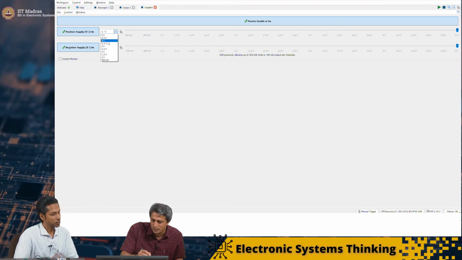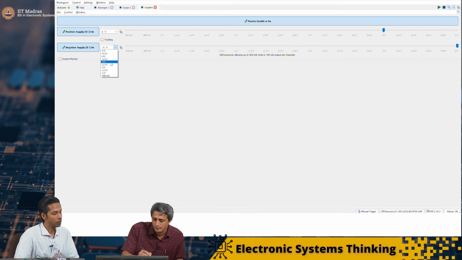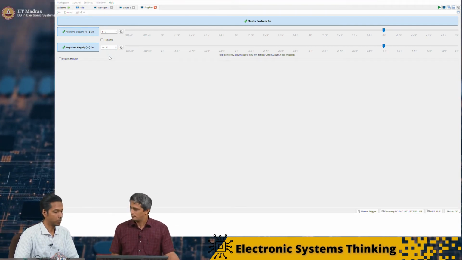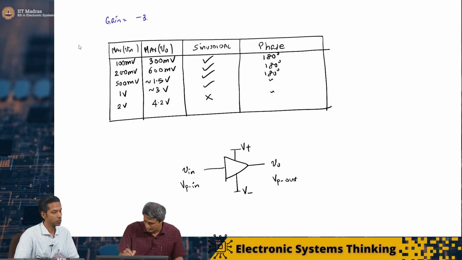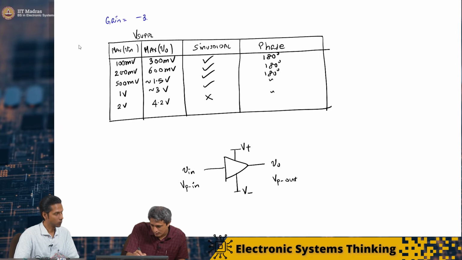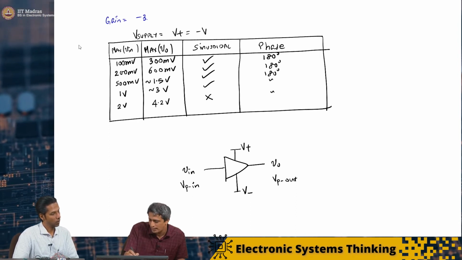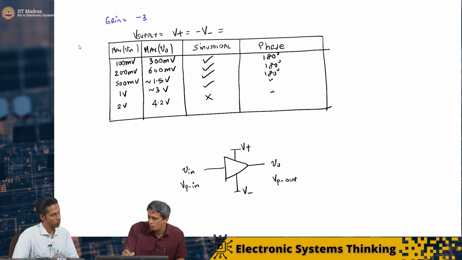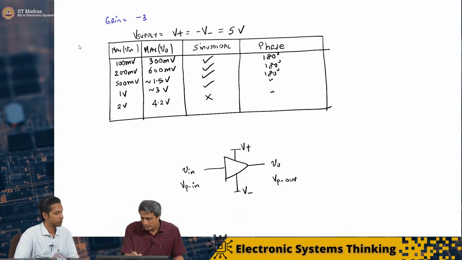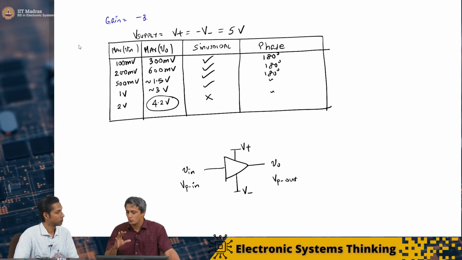I'm going to now set this to 4 volts and minus 4 volts. Earlier when we did this experiment, it was a 5 V supply. V plus equal to minus of V minus was 5 volt. Now I have reduced it, and we saw that this was saturating at some 4.2 volt.